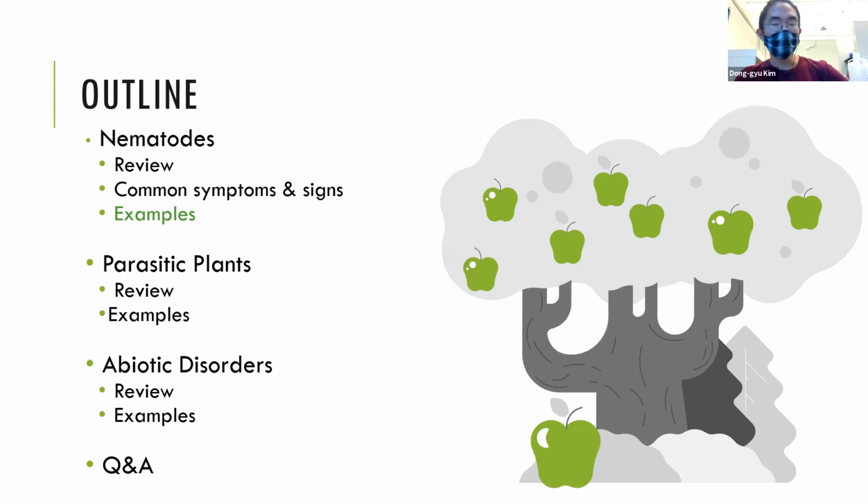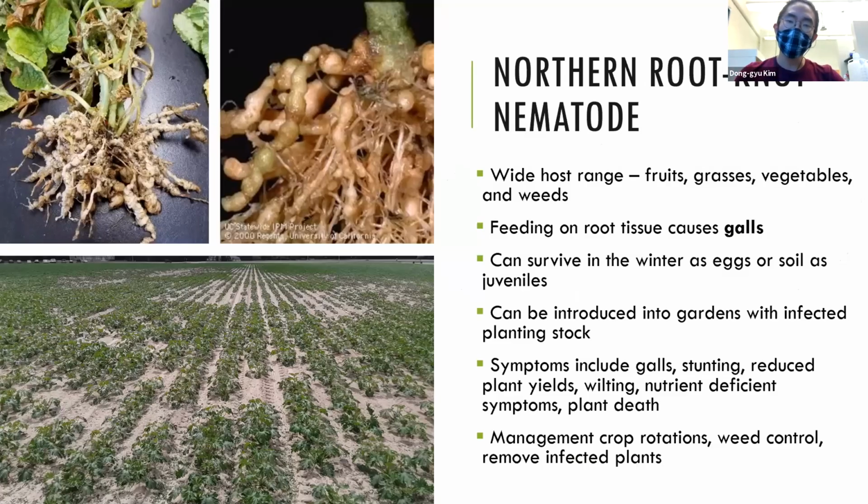And with that, I'll move on to some common or well-known examples of nematodes that may cause harm and yield loss in agricultural, horticultural, and greenhouse operations. Perhaps the most damaging is the root knot nematode, but namely the northern root knot nematode is most pertinent to us in Minnesota.